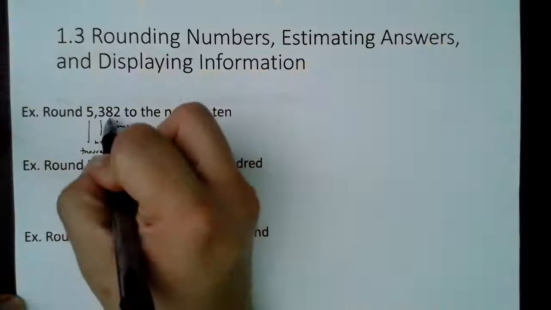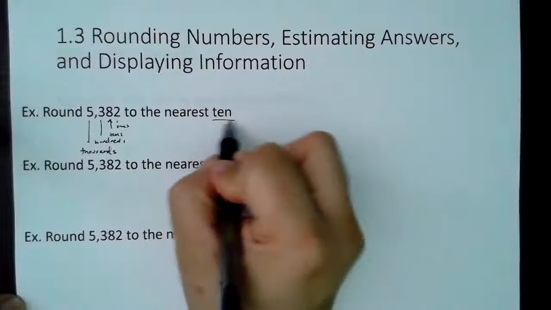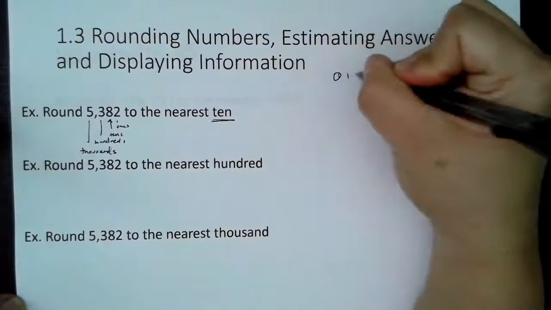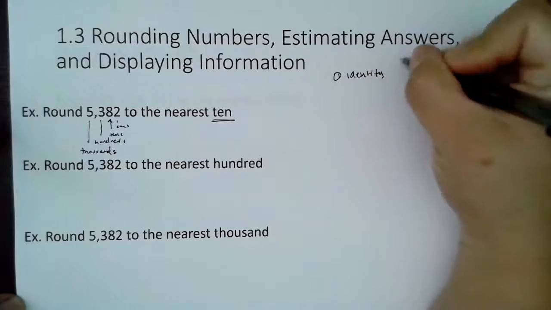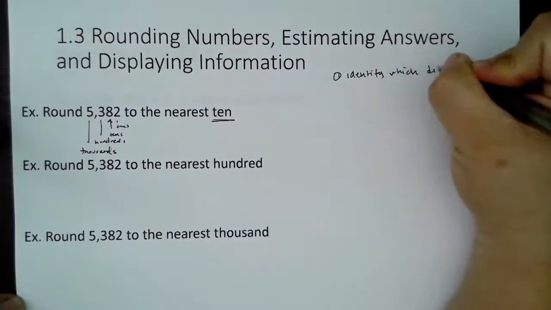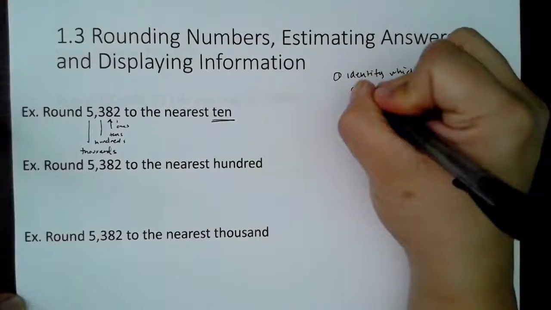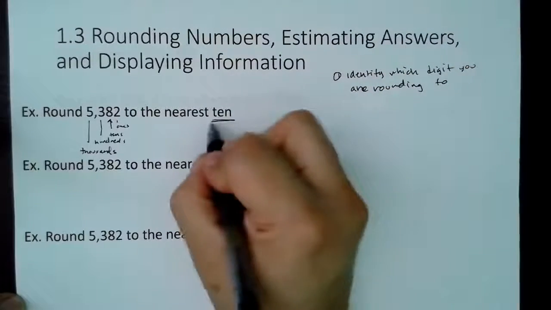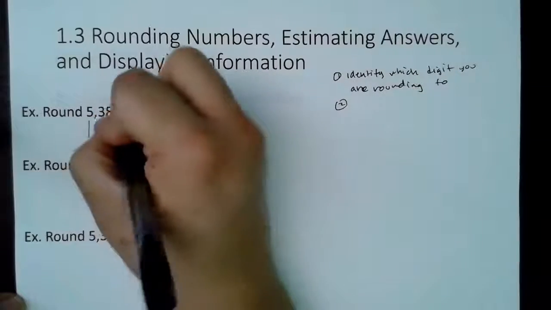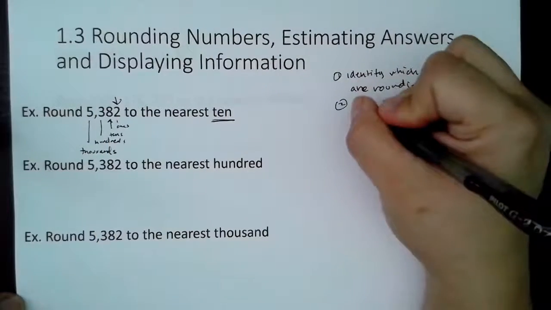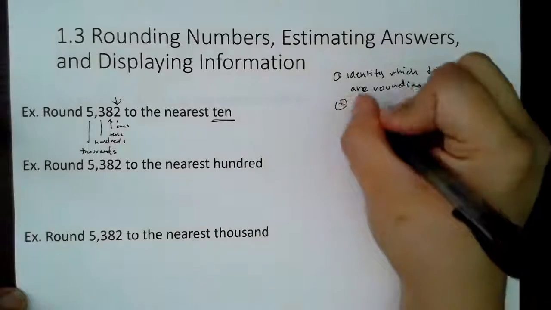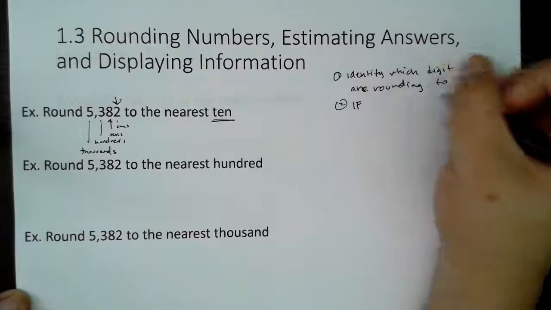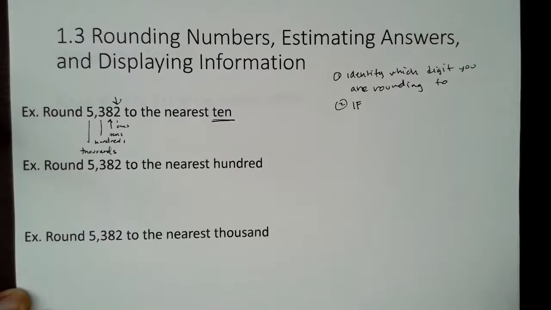First we identify what digit they want us to round to. Identify which digit you are rounding to. So in this case, we're rounding to the tens place. And then we look at the digit immediately to the right. If it's 5 or above, we round up. And if it's less than 5, we keep it the same.